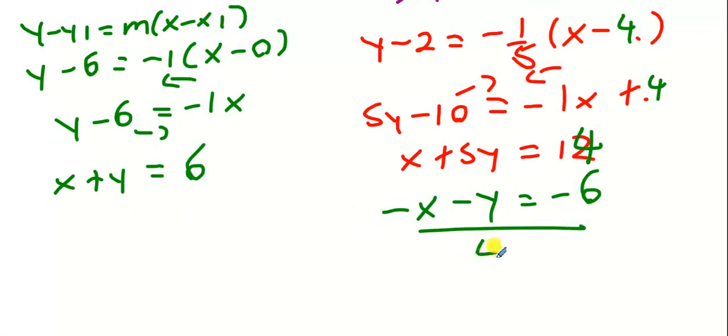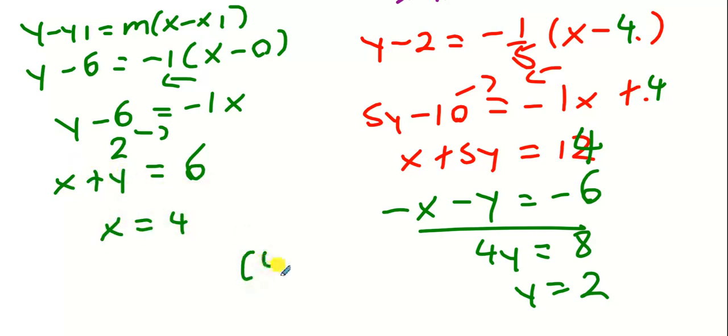So we're going to get 4y equals 8 and y equals 2. Now that we know that y equals 2, we can say that x plus 2 is 6. So this means x equals 4, which means the orthocenter is the point (4, 2).